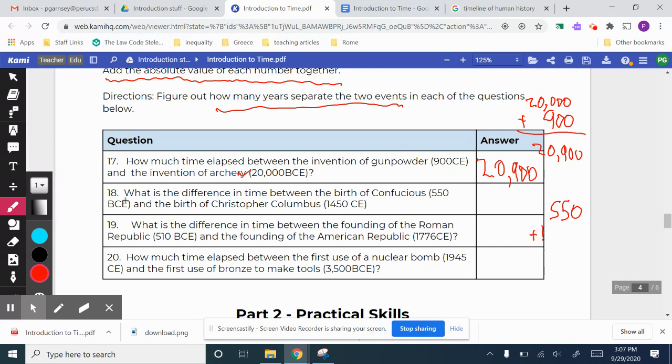And we have Columbus, and the year 1450 was born. If we add those together, we get 2,000. Look at that, a nice round number. There's 2,000 years between the birth of Confucius in China and the birth of Christopher Columbus in Italy. You could now pause the video and complete 19 and 20.